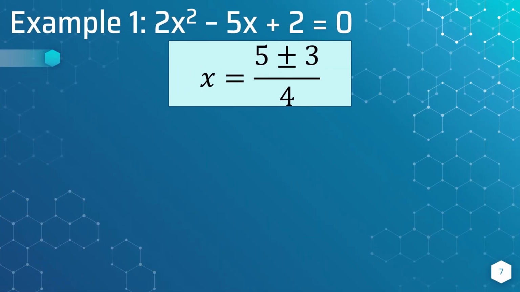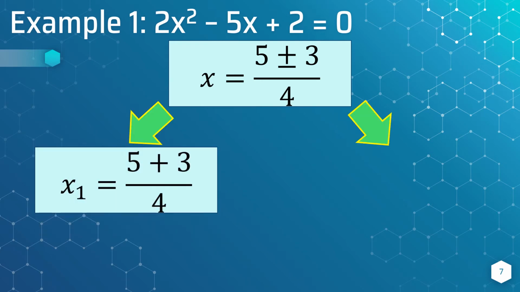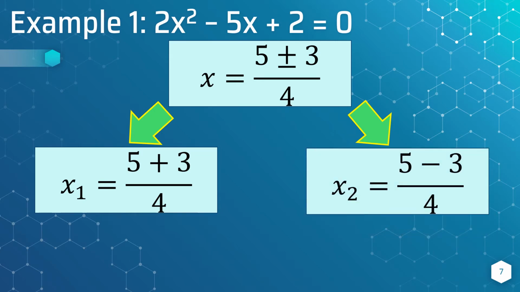Let us now have the separate equations. The first one will be x sub 1, which is equal to 5 plus 3 over 4. We will take the positive value from plus minus 3. And then, for the second one, we will take the negative value from plus minus 3.